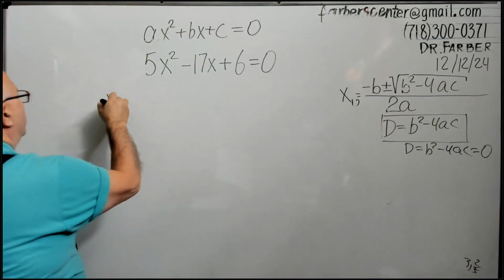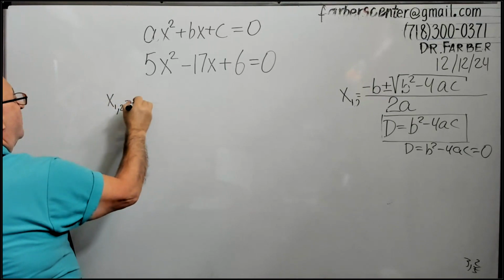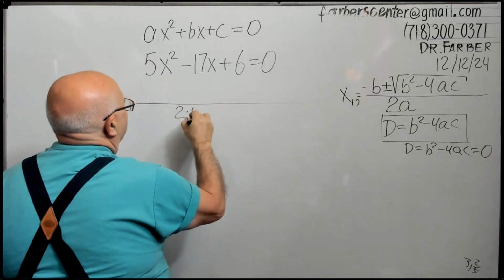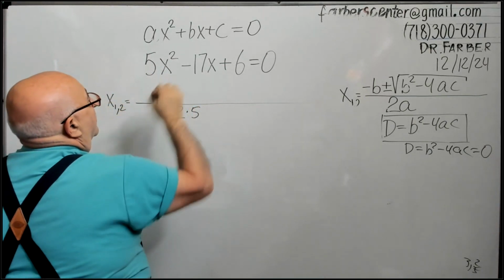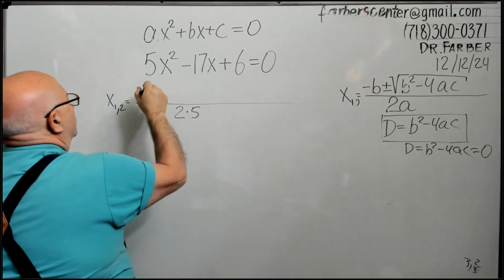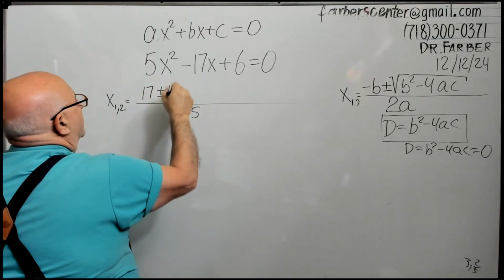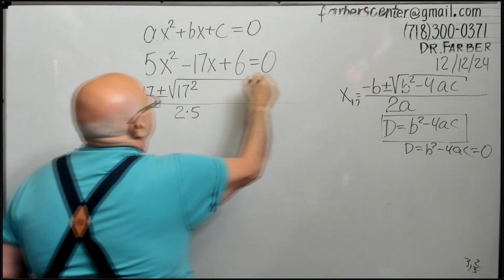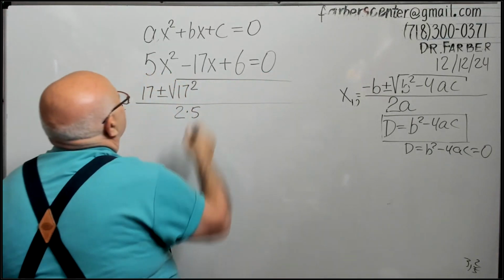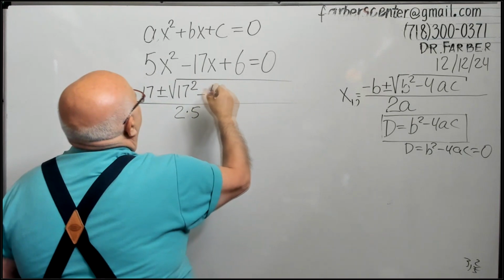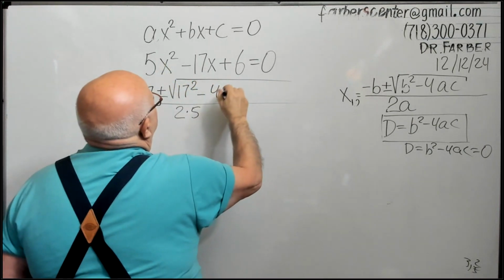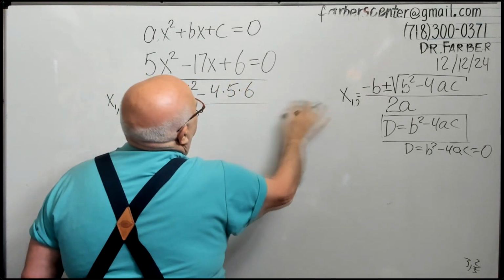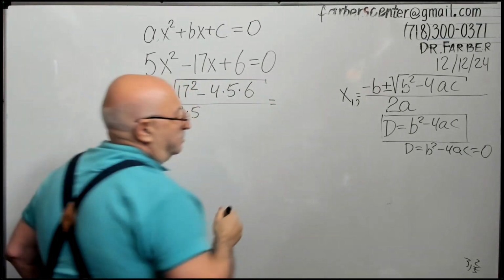x is the first and second. Double the first coefficient, 2 times 5. The second coefficient with opposite sign, 17, plus minus square root of 17, the second power, b squared, minus 4 times 5 and times 6. Actually the same, just different numbers.